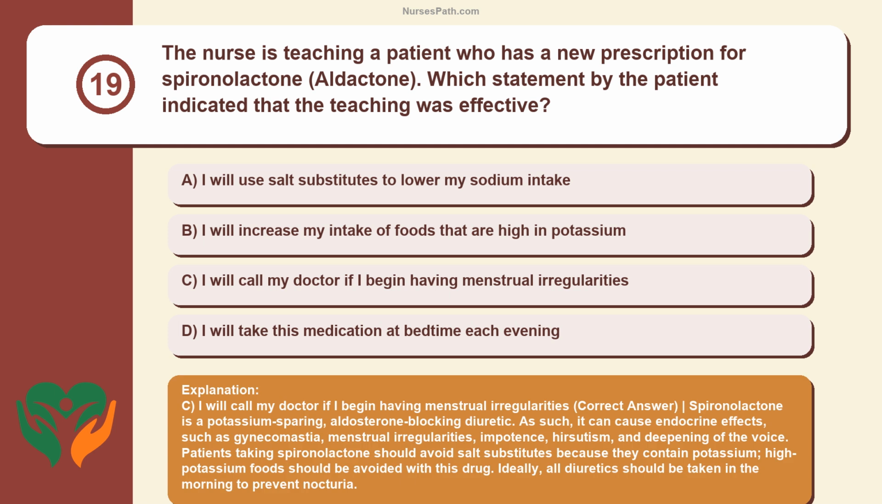C. I will call my doctor if I begin having menstrual irregularities. Correct answer. Spironolactone is a potassium-sparing, aldosterone-blocking diuretic. As such, it can cause endocrine effects such as gynecomastia, menstrual irregularities, impotence, hirsutism, and deepening of the voice. Patients taking spironolactone should avoid salt substitutes because they contain potassium. High potassium foods should be avoided with this drug. Ideally, all diuretics should be taken in the morning to prevent nocturia.